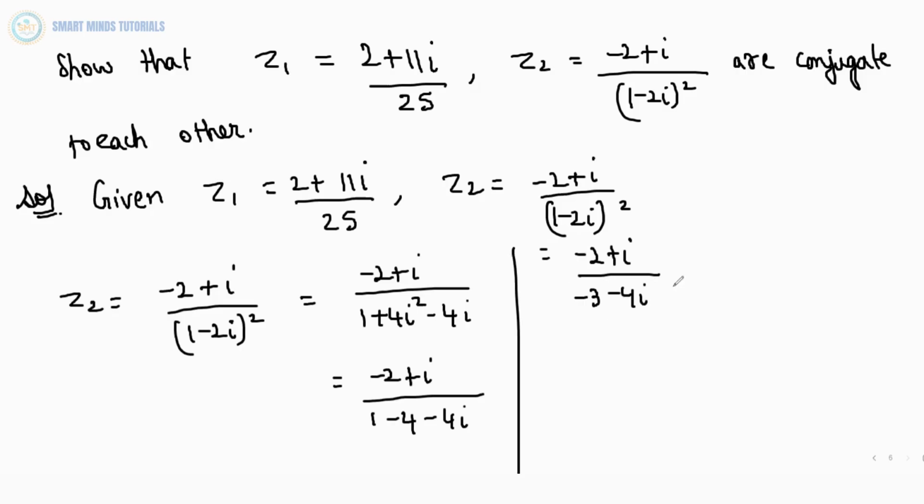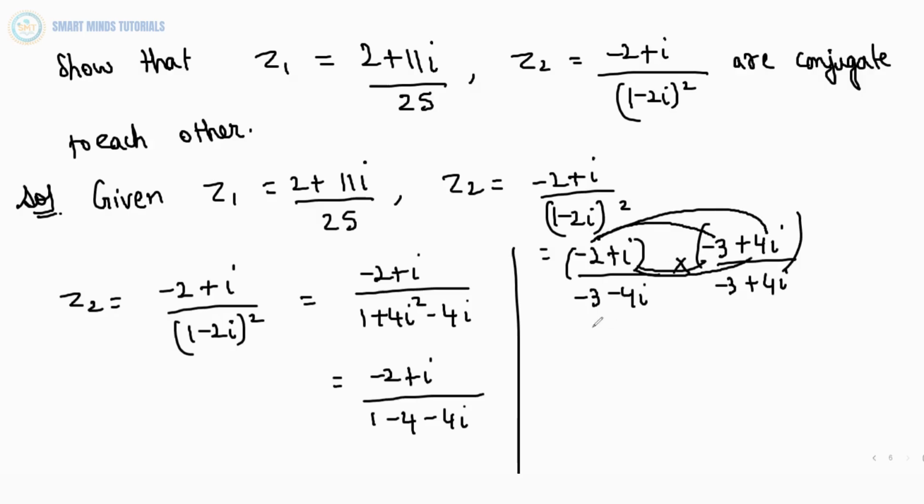Now we rationalize the denominator. So we multiply by (minus 3 plus 4i) by (minus 3 plus 4i). Now these two brackets we multiply in the numerator. So how do we multiply it? This into this, this into this, this into this, this into this. So you get minus 2 into minus 3 is 6. Minus 2 into 4i is minus 8i. i into minus 3 is minus 3i. i into 4i is plus 4i square. In the denominator, by (a plus b) into (a minus b) is a square minus b square. So minus 3 whole square is 9, minus 4i whole square is 16i square.